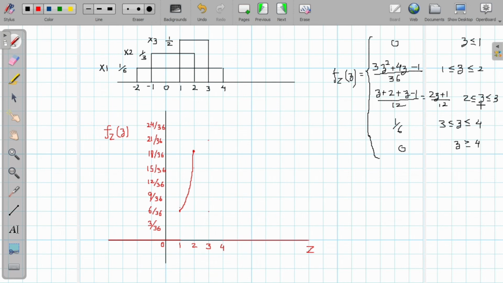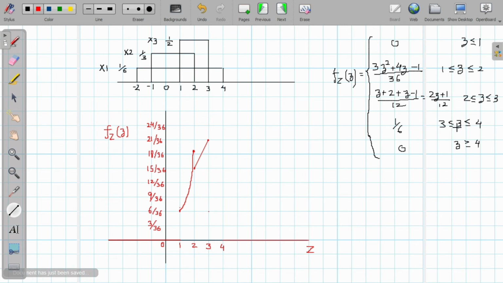In the next range, when Z is between 2 to 3, it is a straight line. For Z equal to 2, it will be 5 by 12, and 5 by 12 is 15 by 36. The straight line will start from this point, and will rise and go up to the point when Z is equal to 3. So when Z is equal to 3, it is 7 by 12, which is 21 by 36. So it will rise up to this point. So it will be a straight line joining these 2 points. So this is the graph for the PDF in the range 2 to 3.